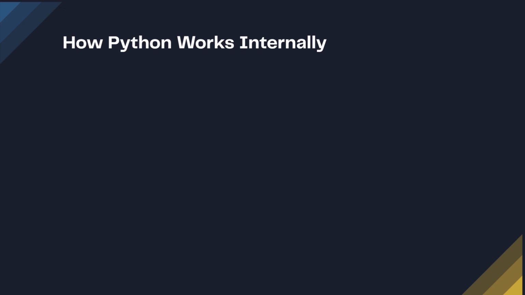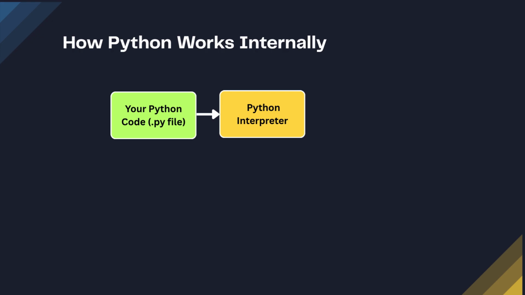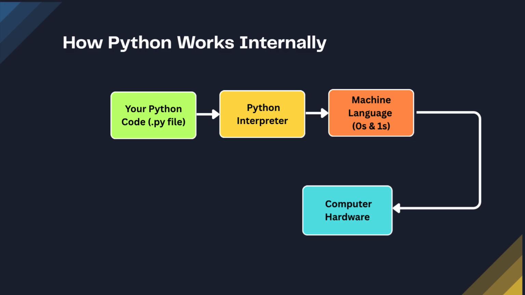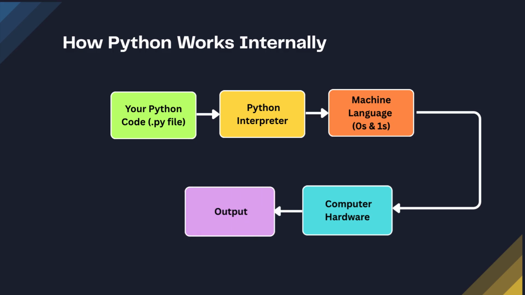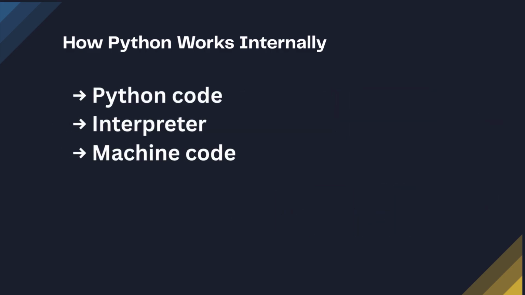Let's see how Python works internally. First, you write your program in a .py file. The Python interpreter reads this code and converts it into machine language, that is zeros and ones. The computer hardware then executes these machine instructions and finally you get the output. In simple terms: Python code, interpreter, machine code, hardware and result.